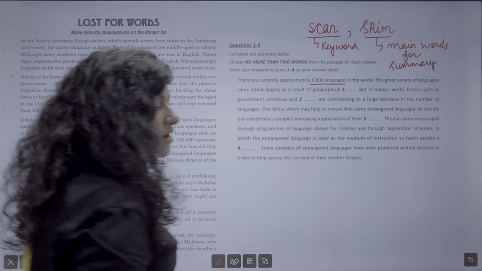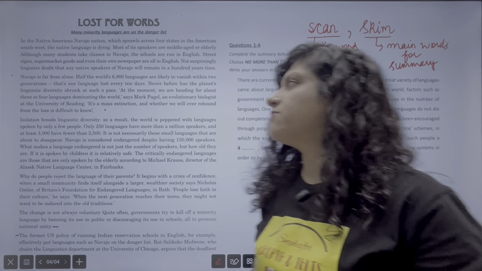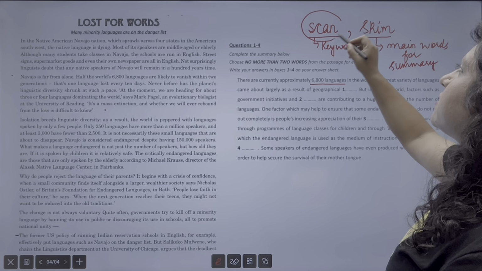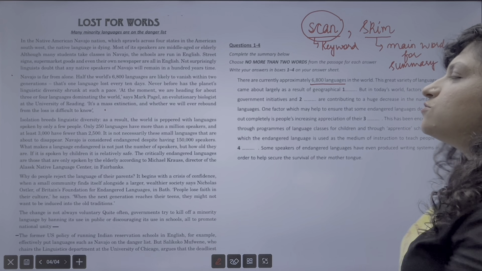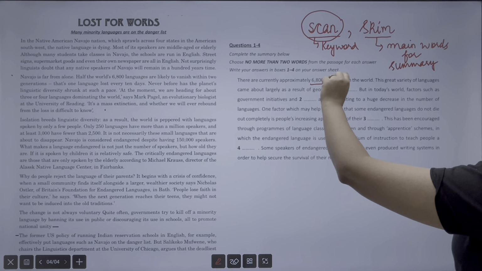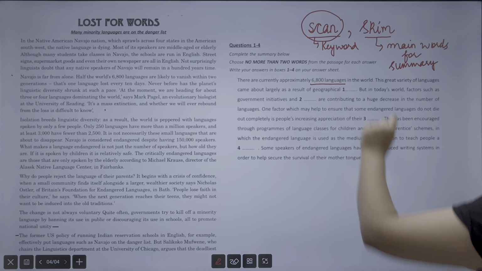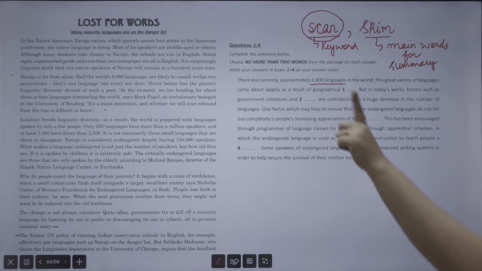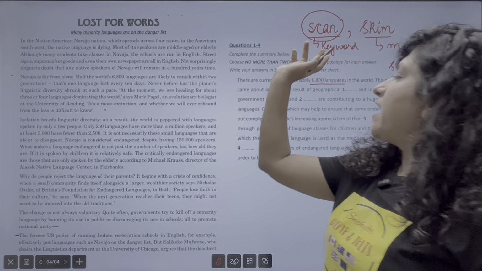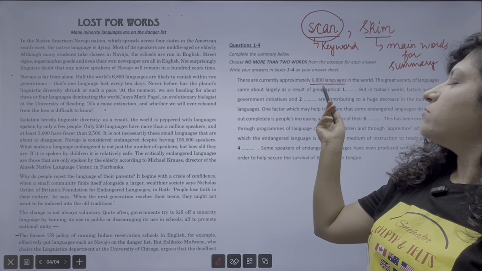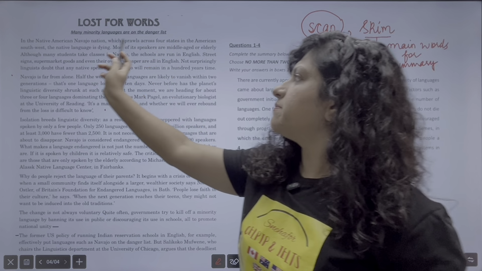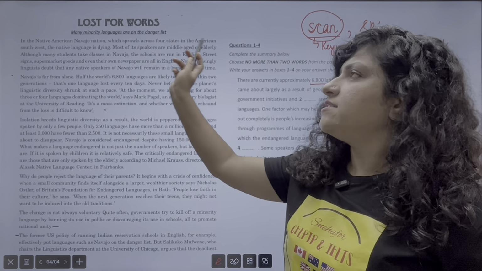If it's written 6,800 languages, the chances are the text will also mention this figure somewhere, right? So what I'm going to do is scan the text for this keyword to locate the part where this information is, because my question number 1 will have the answer somewhere around this part. So I scan the text for 6,800 languages. I scan it over here in the first paragraph. I do not see any such figure.